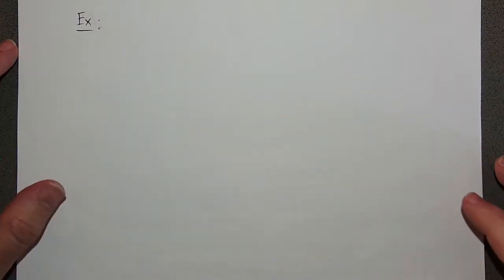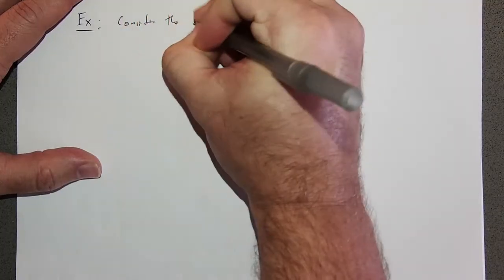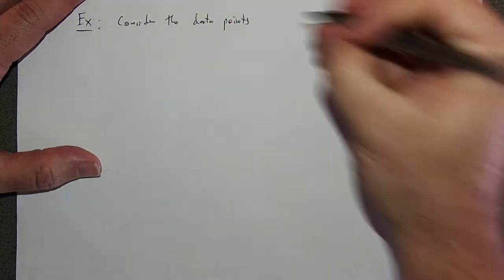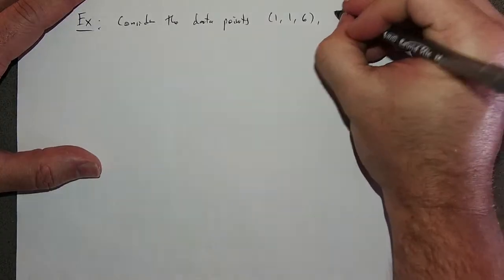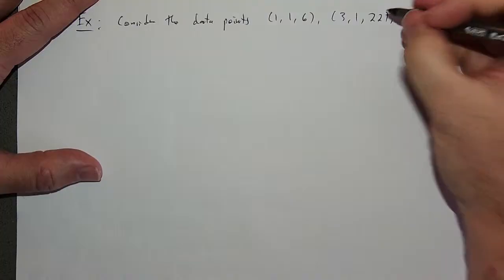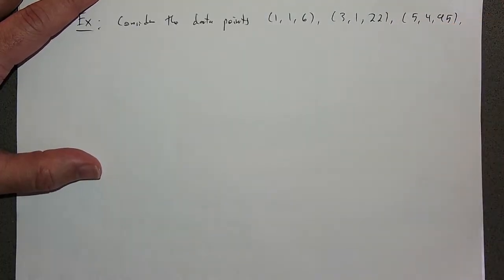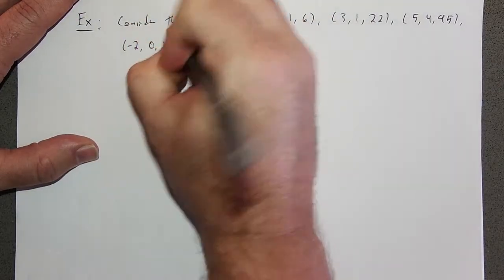And so let's do an example of exactly this thing. So consider the data points 1, 1, 6, 3, 1, 22, 5, 4, 95, and -2, 0, 10.